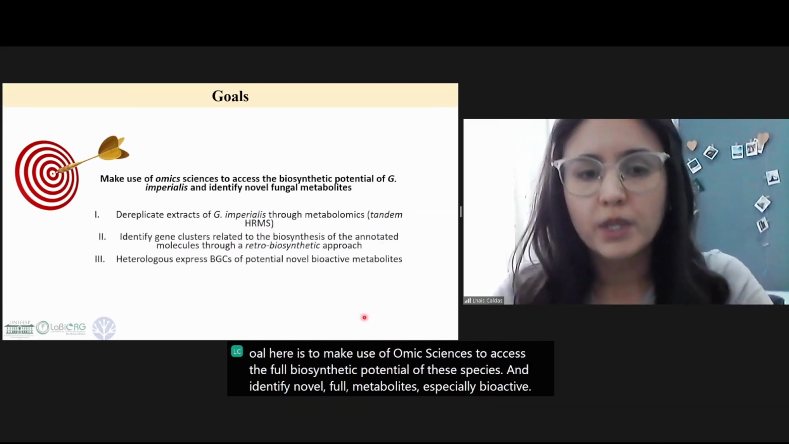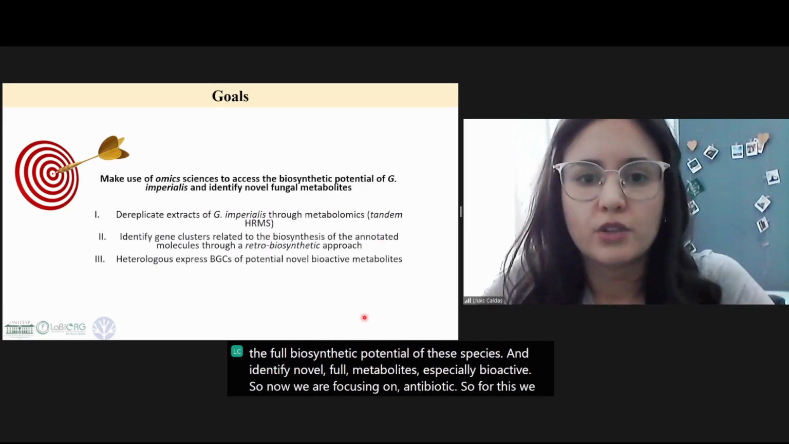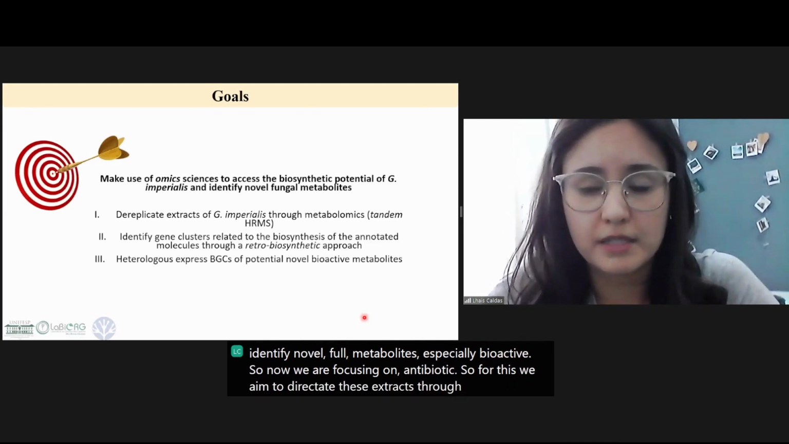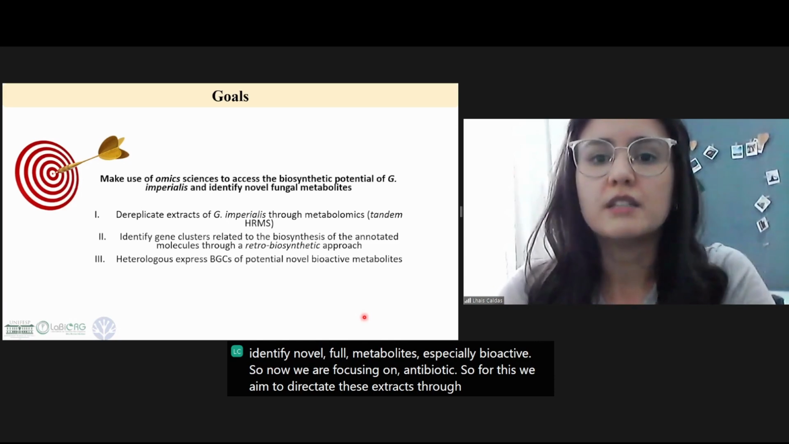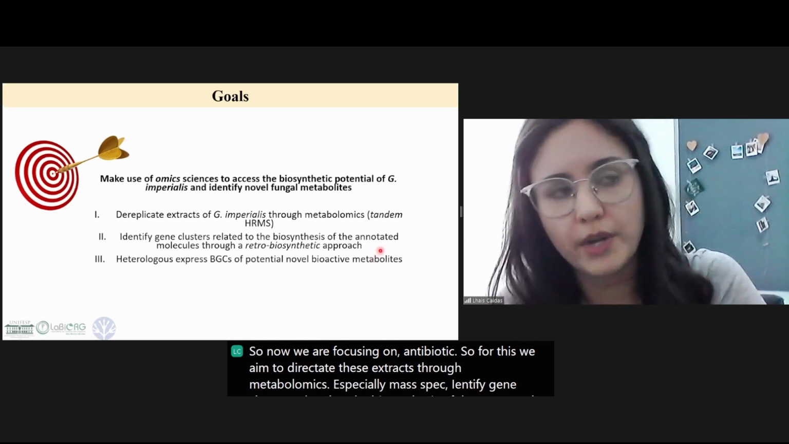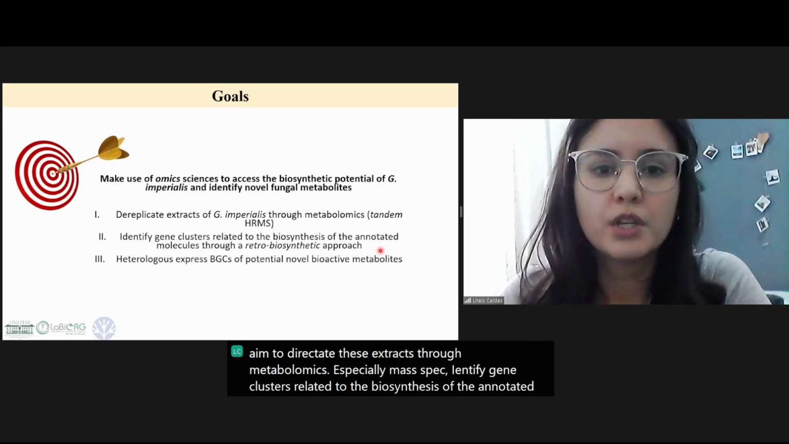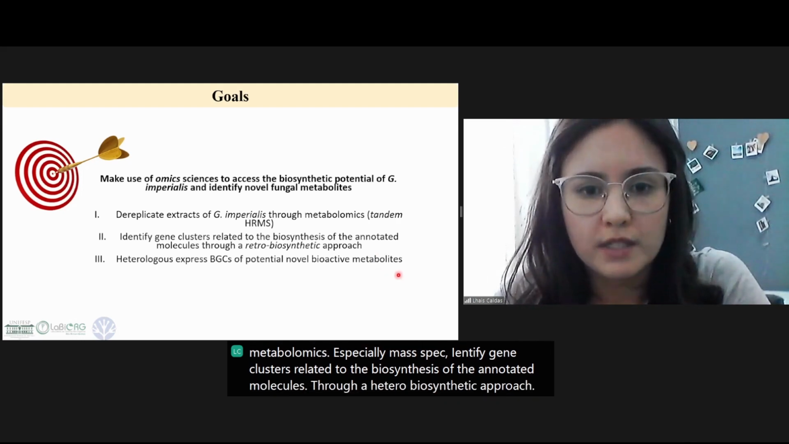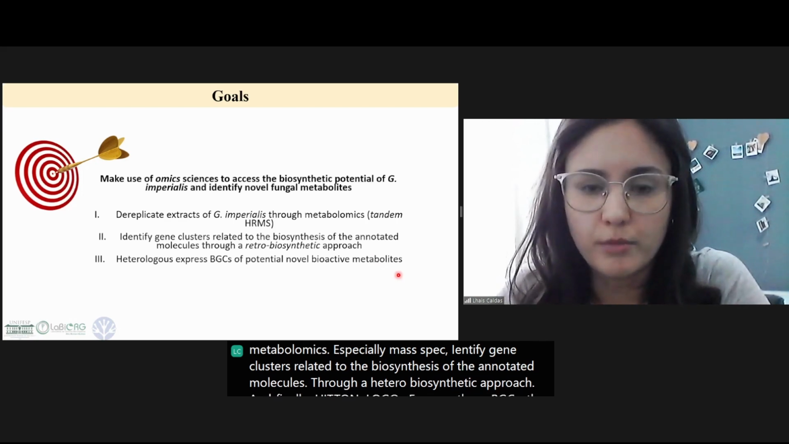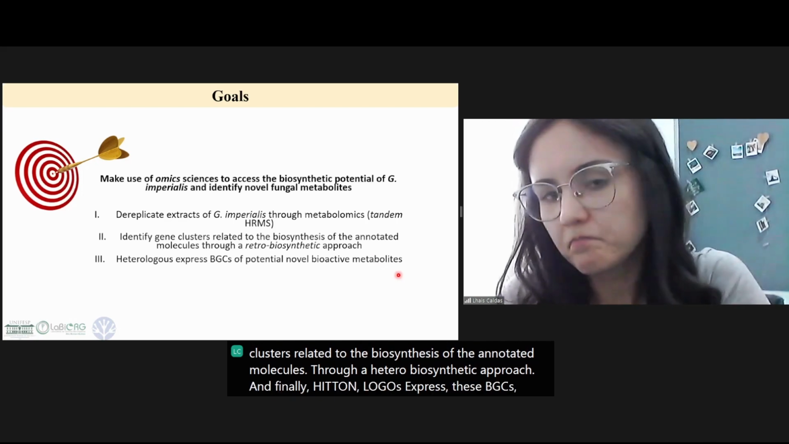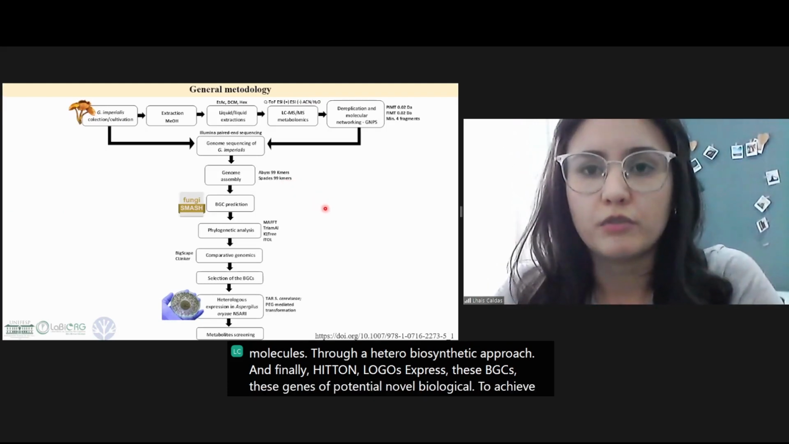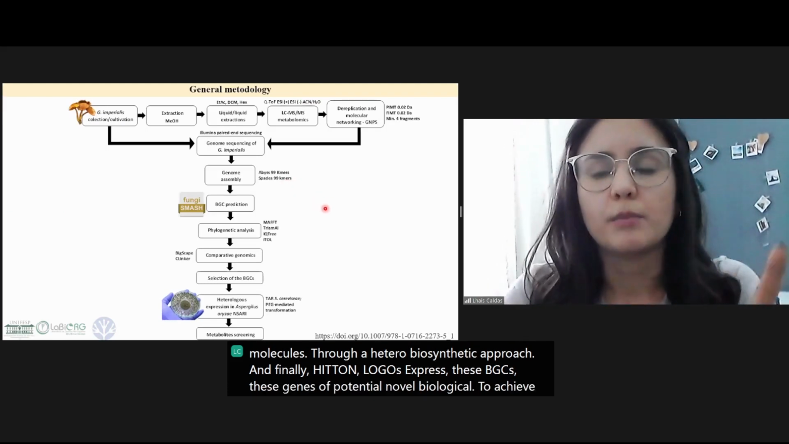For this, we aim to dereplicate these extracts through metabolomics, especially mass spec, tandem mass spec, and identify gene clusters related to the biosynthesis of the annotated molecules through a heterobiosynthetic approach. And finally, heterologously express these BGCs, these genes of potential novel bioactive metabolites. To achieve these goals, we are focusing mainly on genomics and metabolomics.